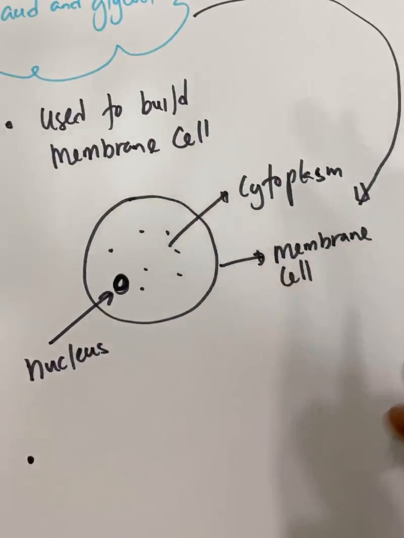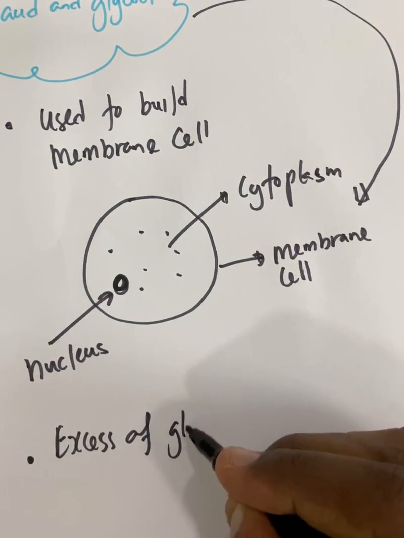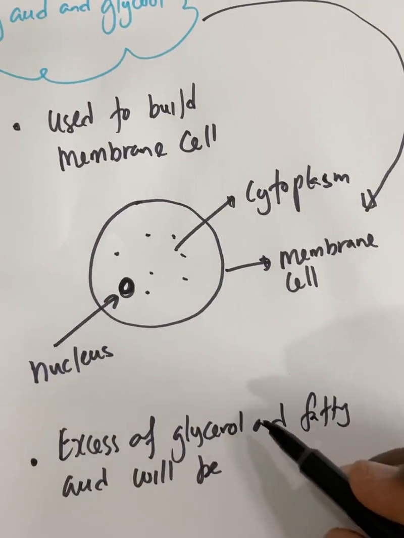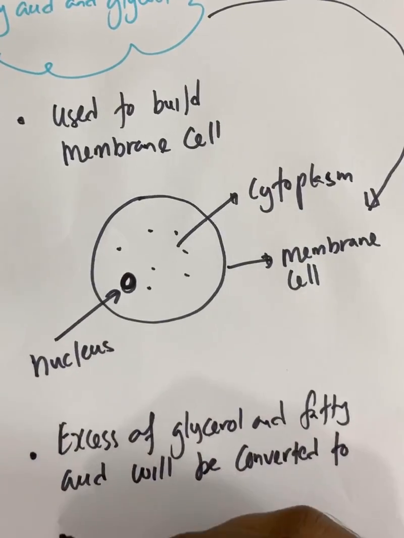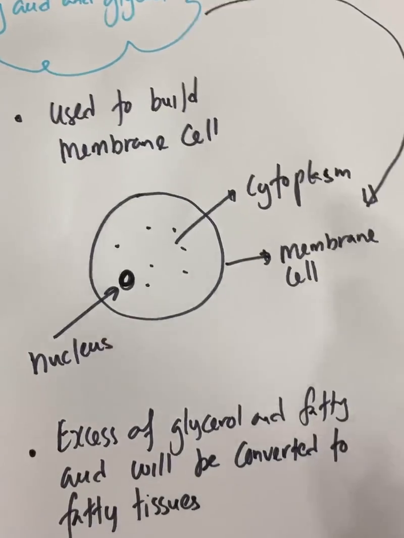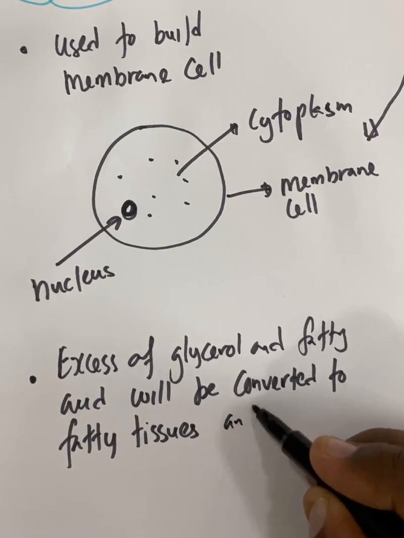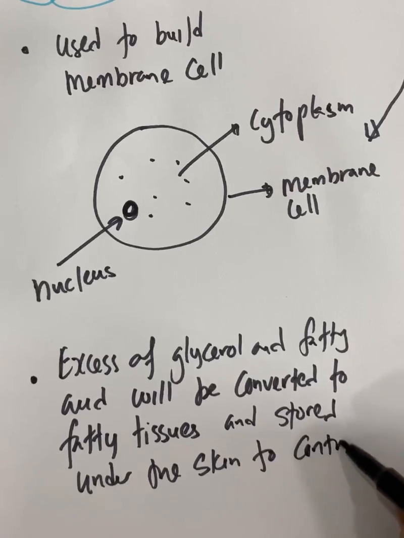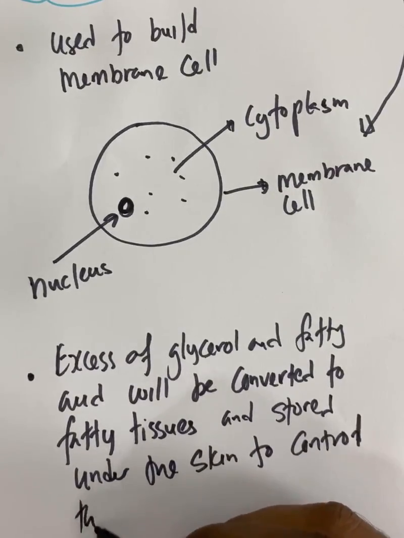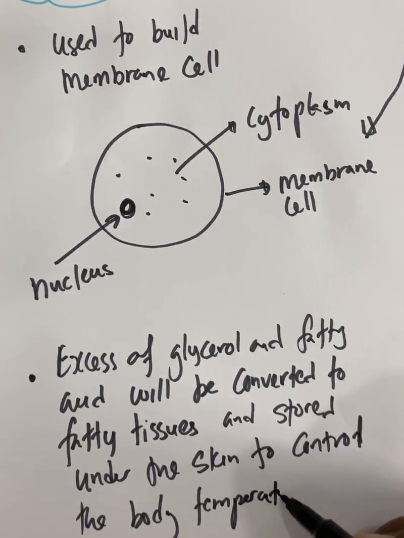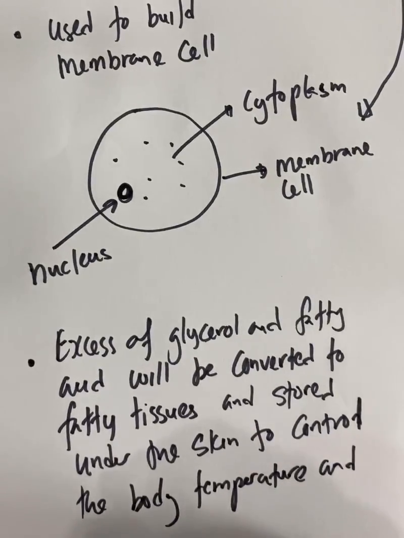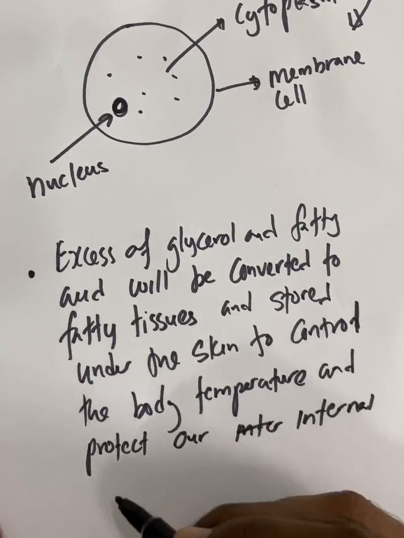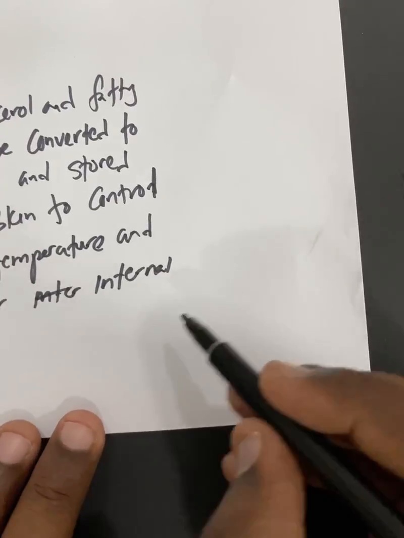First point. Second point: excess glycerol and fatty acid will be converted to fatty tissues and stored under the skin to control the body temperature, and also protect our internal organs.